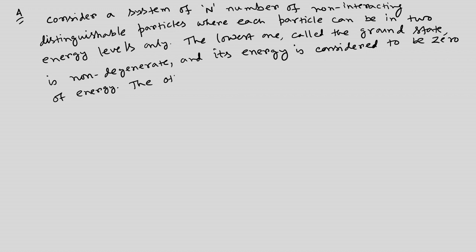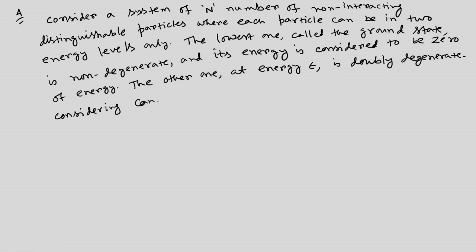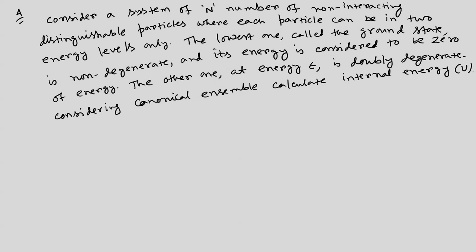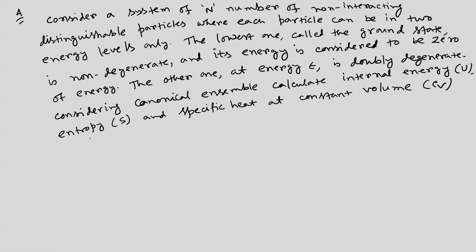The other one at energy epsilon is doubly degenerate. Considering canonical ensemble, calculate internal energy, entropy, and specific heat at constant volume Cv of the system.